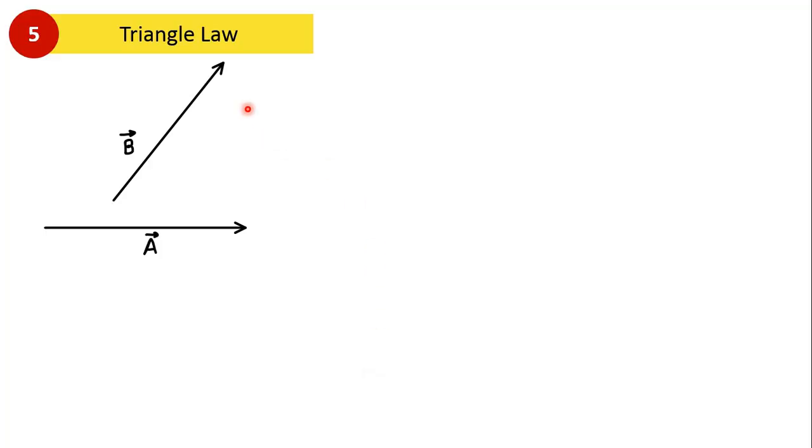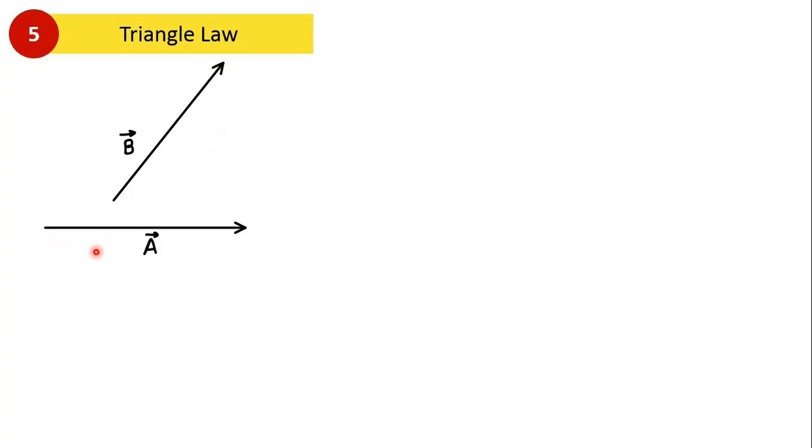Triangle law. Up till now we saw how to add two vectors using the parallelogram law of vector addition. That was a very simple and nice method. The triangle law is another method of adding two vectors. It is just a different method. The answer will be the same. Let us try to understand how the triangle law is a little different from the parallelogram law.